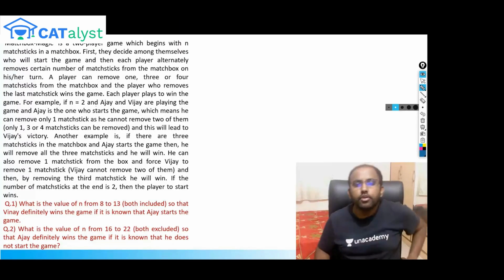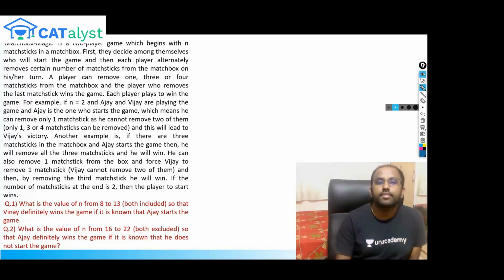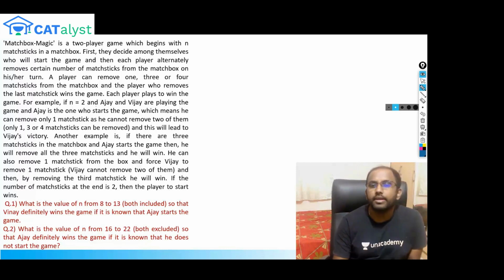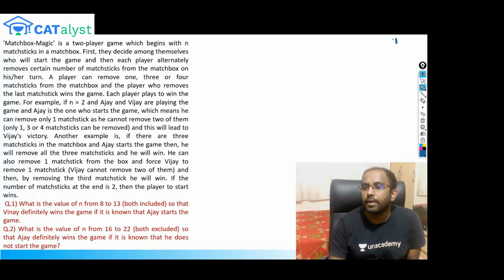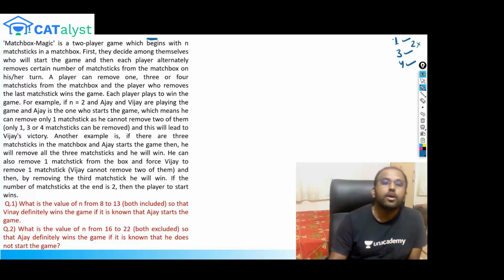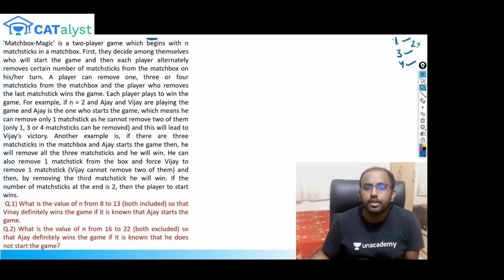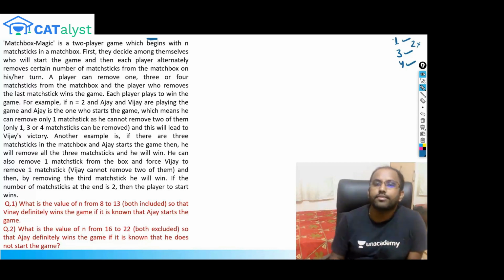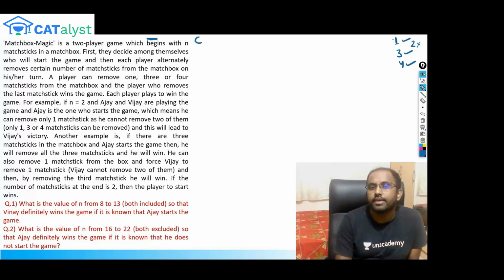Okay. If you read this set, guys, it says that there are 2 players playing a game, and one player can pick 1 matchstick, one can pick 3 matchsticks, and one can pick 4 matchsticks. 2 they cannot pick, right? So you have to start thinking from somewhere. Let's say, for example, whoever's chance it is, right? Let's say it is the chance of which player at what number of coins.